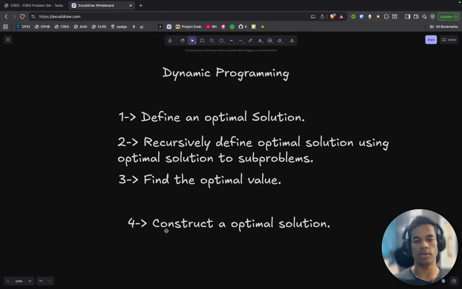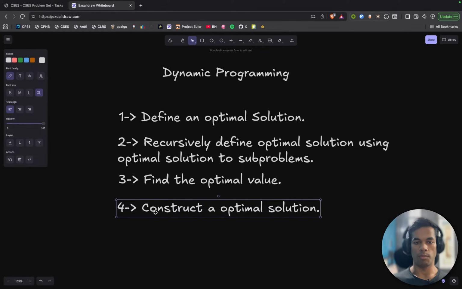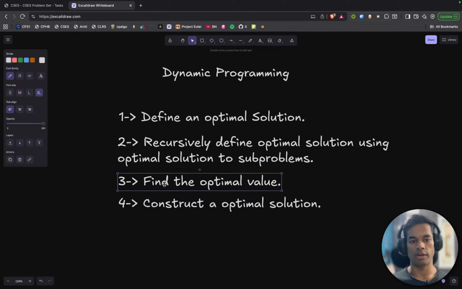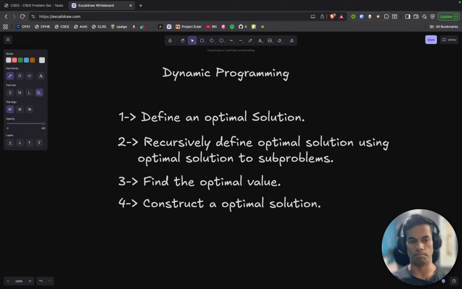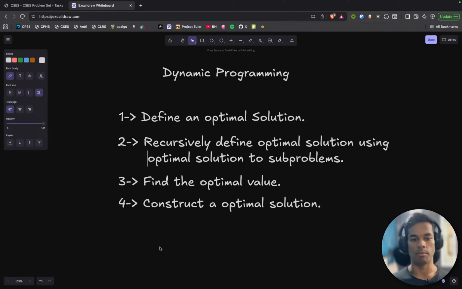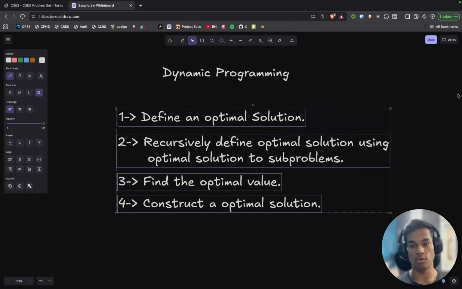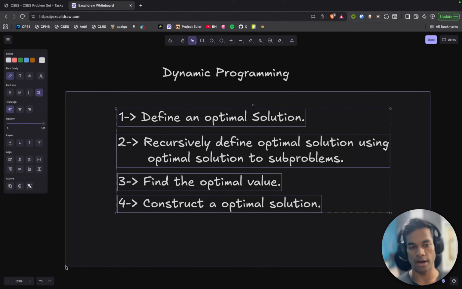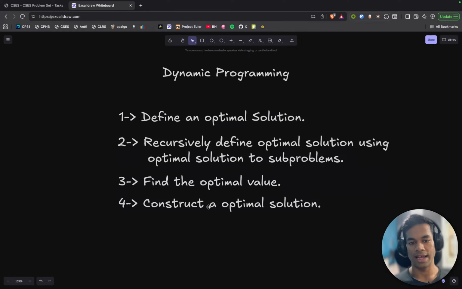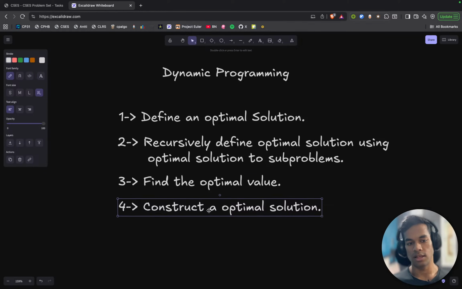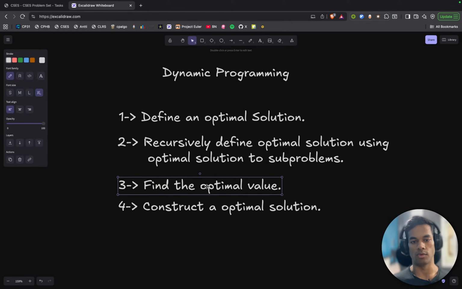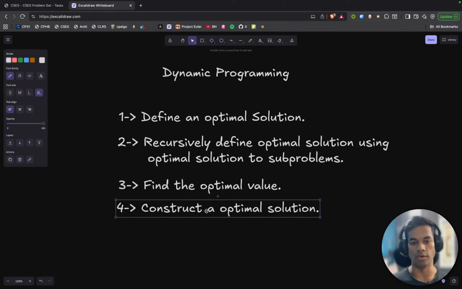And there is a difference between the optimal value and the optimal solution. Because, for example, if you are doing the coin change problem, and you want to find out the minimum number of coins required to get to a sum, then the optimal value would be the number of coins required to get to that sum, and an optimal solution would be the sequence of coins that you must take to get that optimal value. So there is a distinction between the solution and the optimal value.